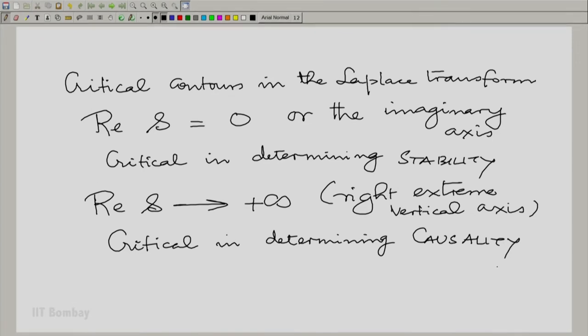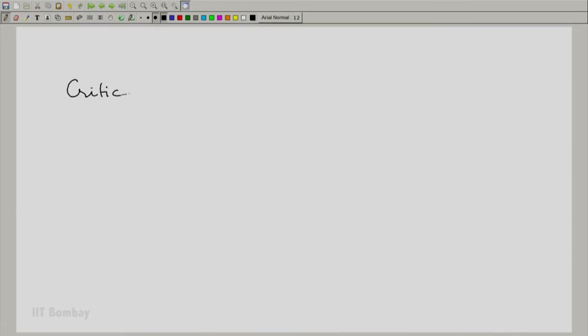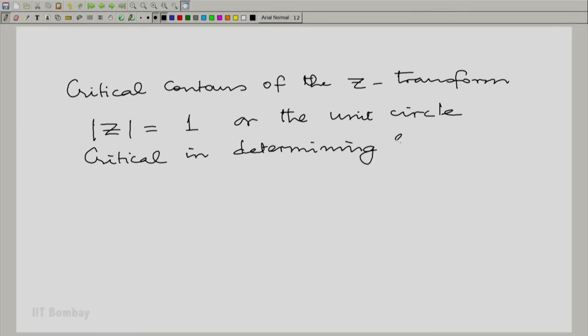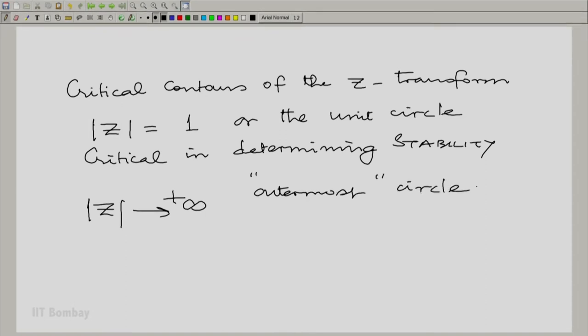Similarly, we can identify the critical contours of the Z transform. Mod z equal to 1, or the unit circle, is critical in determining stability. And mod z tending to infinity, it has to be plus infinity, it cannot be minus infinity anyway, the outermost circle so to speak, is critical in determining causality.